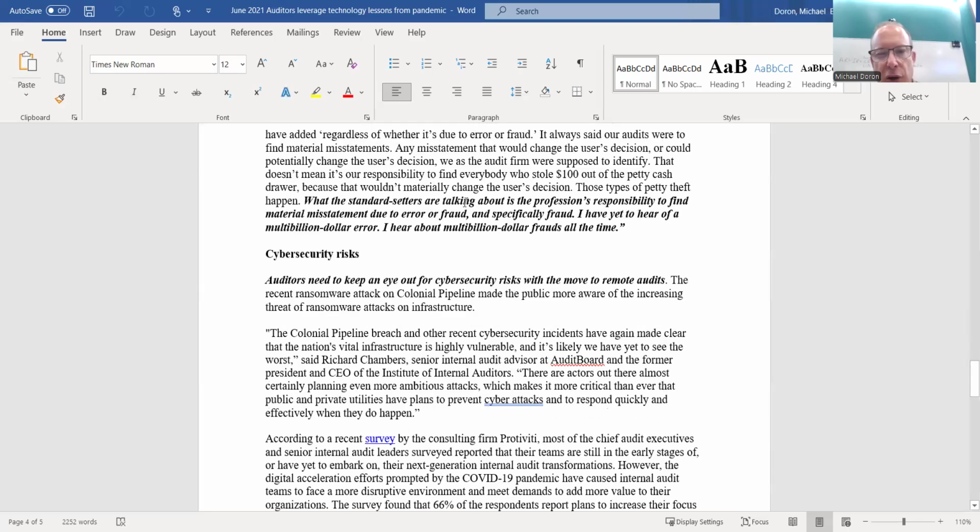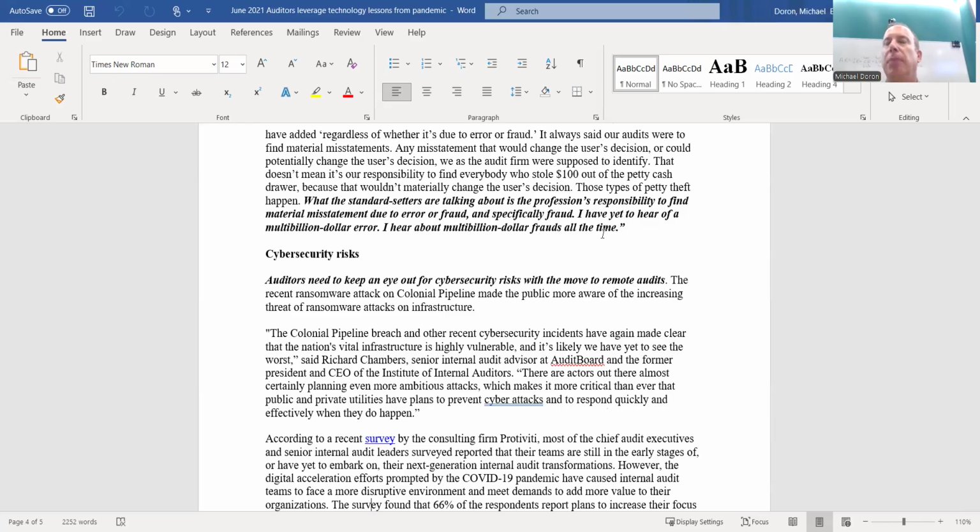What the standard setters are talking about is the profession's responsibility to find a material misstatement due to error or fraud, and specifically fraud. I have yet to hear of a multi-billion-dollar error. I hear about multi-billion-dollar frauds all the time. Okay, so this is part of what we said in the SAS we were looking at. The risk of not finding a fraud is worse than the risk of not finding an error.